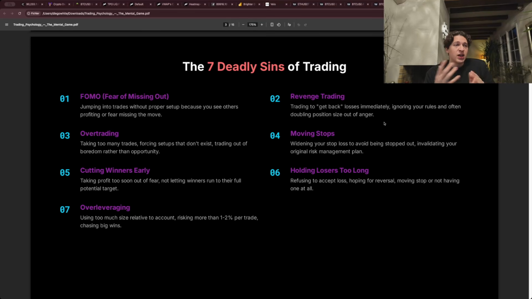Another thing which is kind of revenge trading is overtrading, okay? Taking too many trades, forcing setups that don't exist, and trading out of boredom rather than opportunity. Sometimes it's dopamine, you guys. It's like being on TikTok, okay? You want to trade, you want to enter a trade. Okay, I need a trade, I need a trade, I need a trade. No, just wait for a setup.